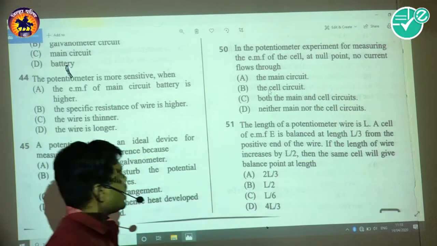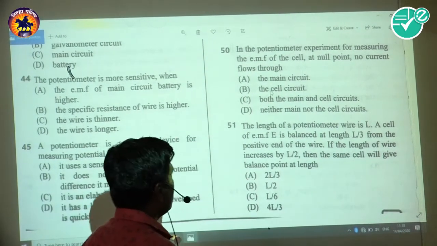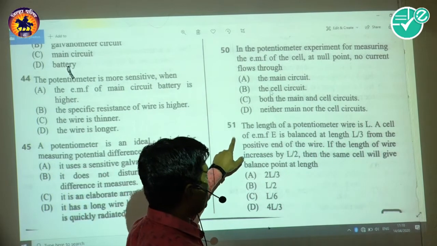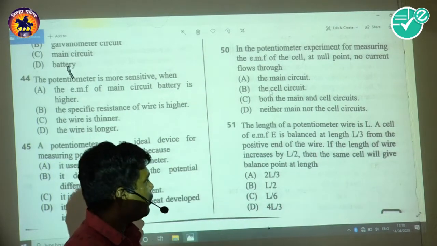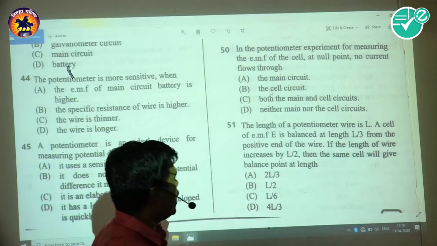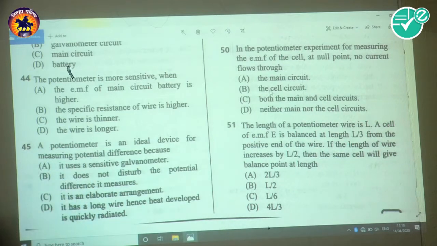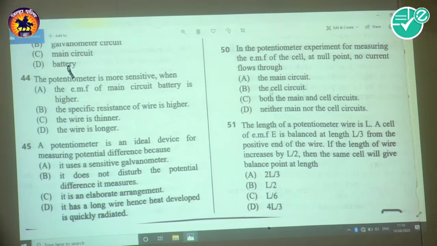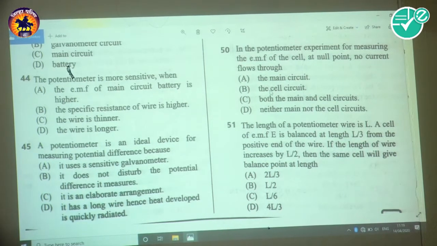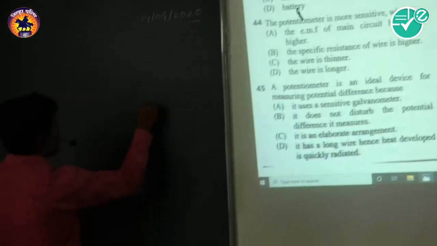In question number 51, what is asked? The length of the potentiometer wire is L. A cell of EMF E is balanced at a length L by 3 from the positive end of the wire. If the length of the wire is increased by L by 2, then the same cell will give a balance point at what length? It is a very simple question. How to calculate the answer? The total length of the potentiometer wire is L, and a cell of EMF E is balanced at a length L by 3.